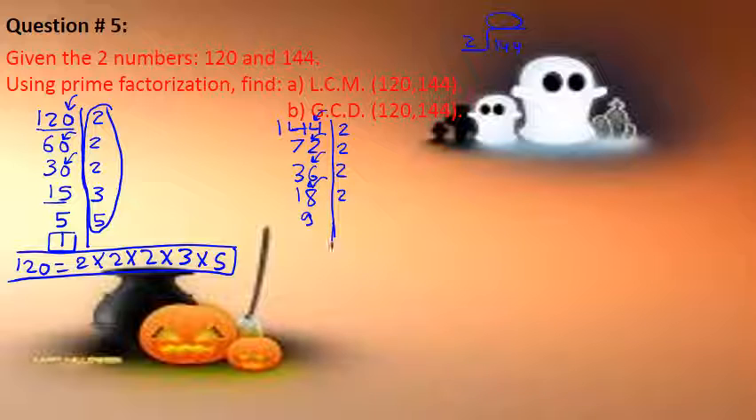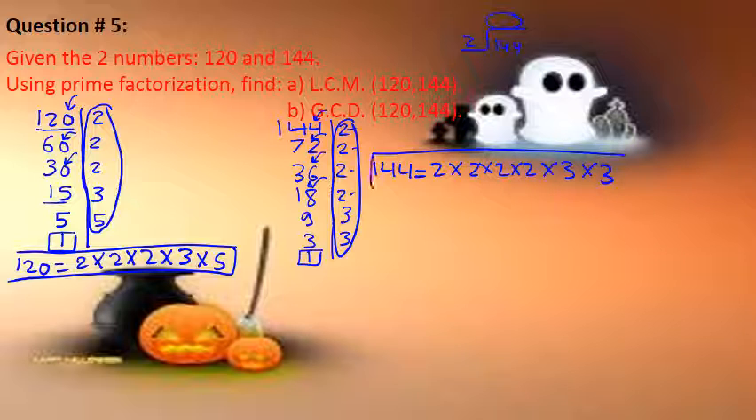18 can be divided by 2. The answer is 9. 9 cannot be divided by 2, but it can be divided by 3. The answer is 3. 3 is only divided by 3. The answer is 1. So these are the prime factors of 144. If we want to write 144 as a product of prime factors, we have 2 four times and 3 two times. So we multiply 2 by itself 4 times, and we have 3 two times. These are the prime factors of 144.